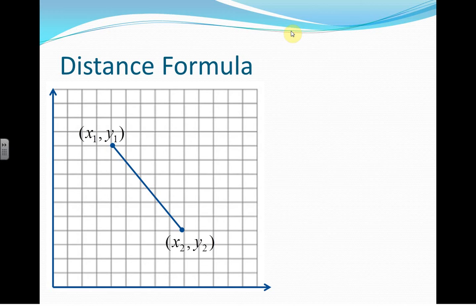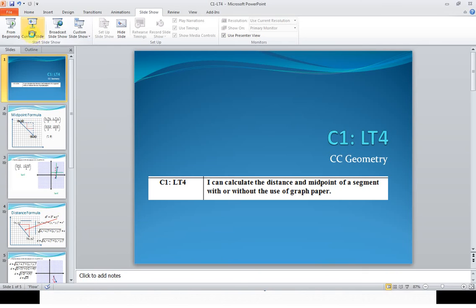Distance formula. So again, I can't count diagonally. So I can't go 1, 2, that doesn't work that way. But I can count horizontally, like I know this is 1, 2, 3, 4, 5. I can count vertically. Oh, screen's going black, that's okay. So I can count horizontally and vertically, but I cannot count diagonally.